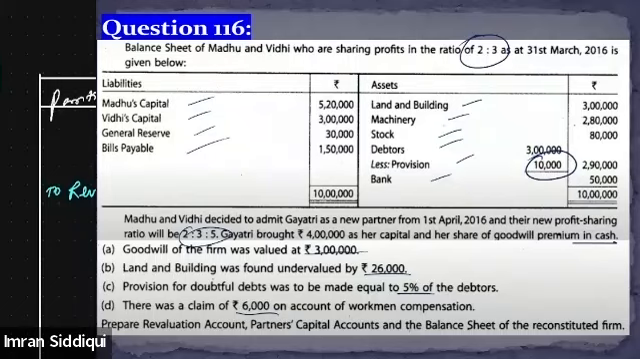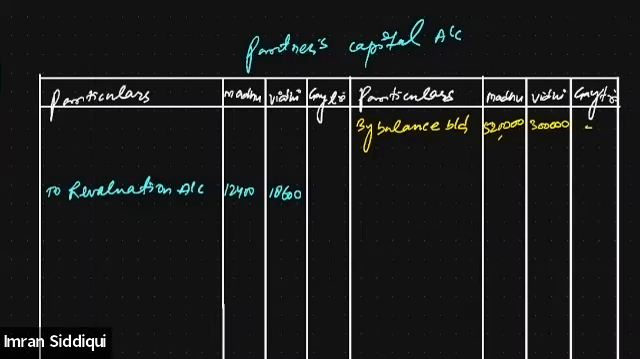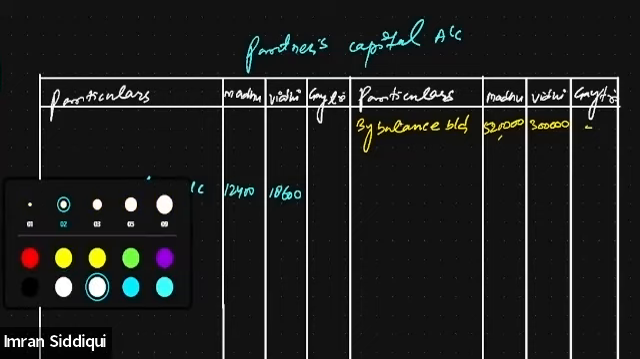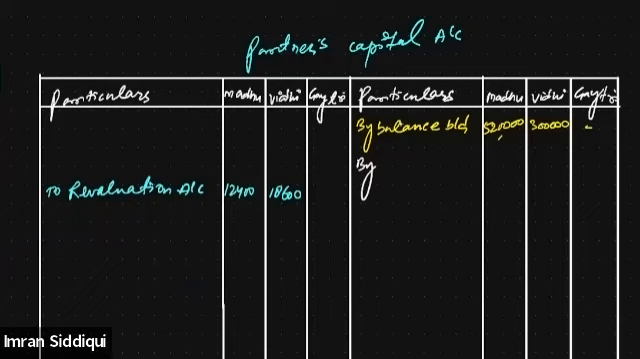Then on the liability side, we have the general reserve as well. Since nothing is given in the adjustments regarding the general reserve, we can simply distribute it in the old profit sharing ratio, right, Prerna? Yes, sir. General reserve among both the partners, Madhu and Vidhi, in their old PSR. So 30,000 will be distributed in the ratio of 2 by 5 and 3 by 5, so 12,000 and 18,000, right? Yes.